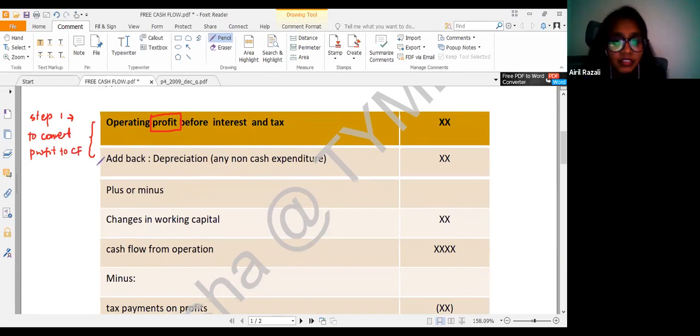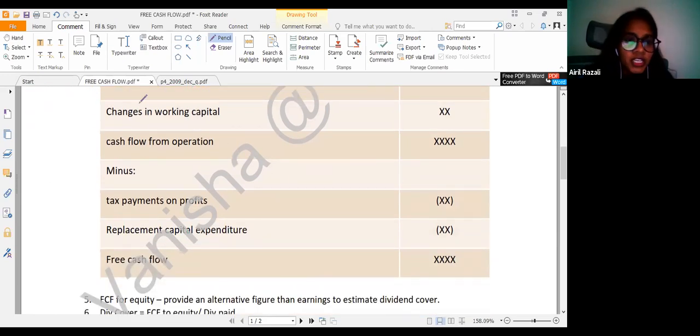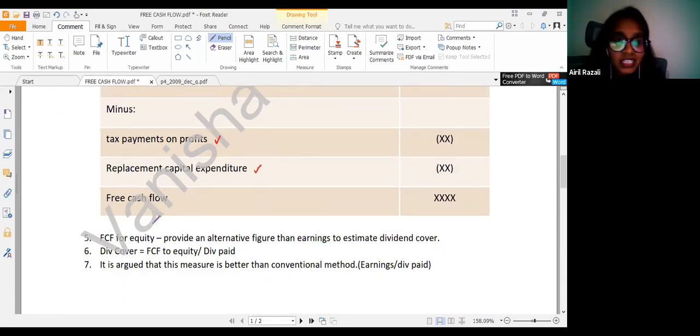Okay, and then you will make adjustments that are relevant to the free cash flow topic. So for changes in working capital, that means if there is an increase or decrease in working capital, you have to adjust it here. Okay, you minus any tax payments and any non-current asset expenditure, and you get your free cash flow. So you must remember, the free cash flow that I'm calculating here is actually the free cash flow to company, or the free cash flow to firm. That's another term that you can use.